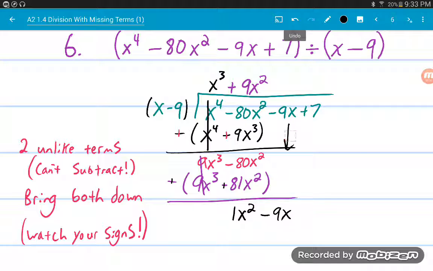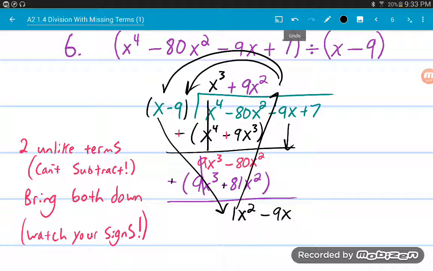Rinse and repeat. How many times does x go into 1x squared? So the flow is like this: down here, put something up there, distribute over, and then subtract. That's the flow, and you do it over and over again.